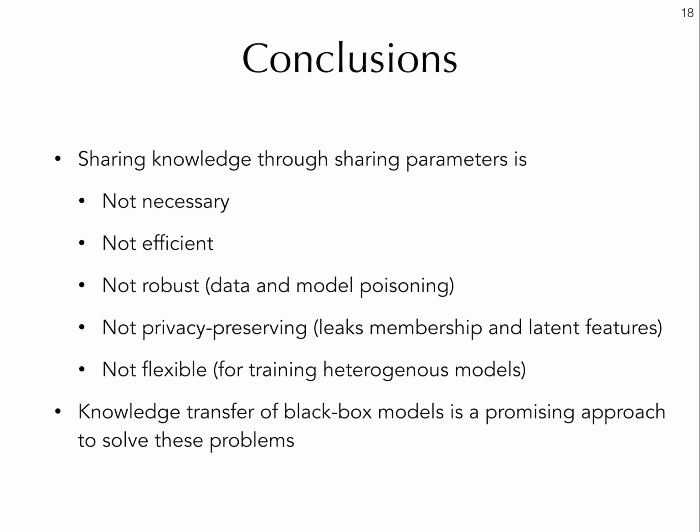There has been a lot of progress in improving these knowledge transfer algorithms in the ML community, and there has been a lot of work also improving the robustness and the privacy of models in the black box setting. And I think if all these combine would allow us to train more robust, privacy preserving, and flexible and scalable federated learning networks.